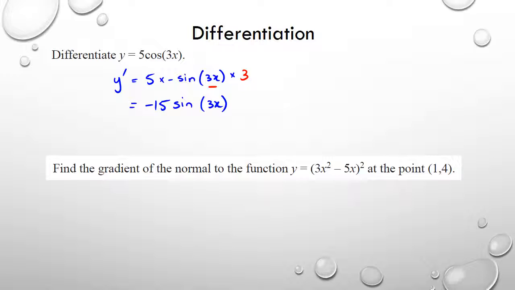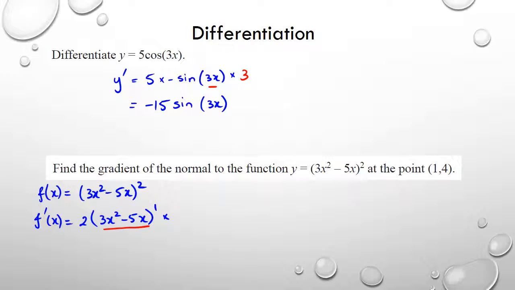Second question is asking you to find the gradient of the normal to the function y at the point (1, 4). So obviously I need to differentiate this function. So if I was to write f of x is equal to (3x squared minus 5x) to the power of 2, then f dash of x is equal to, I need to use chain rule for this, so I'm going to get 2 times (3x squared minus 5x) to the power of 1 multiplied by the differentiation of whatever's inside the bracket, which in this case is 6x minus 5.